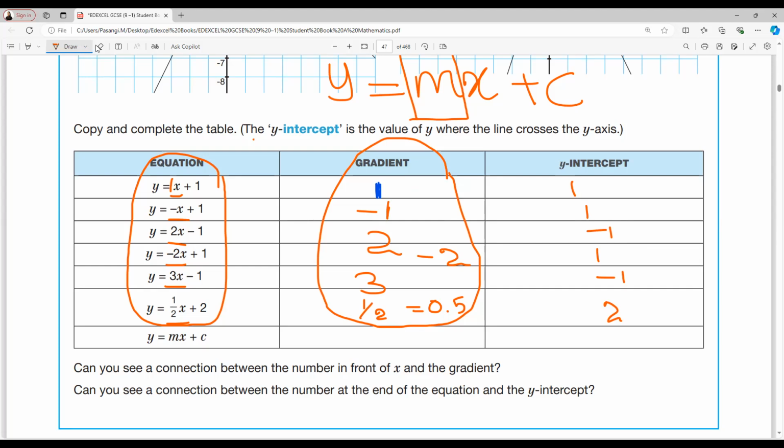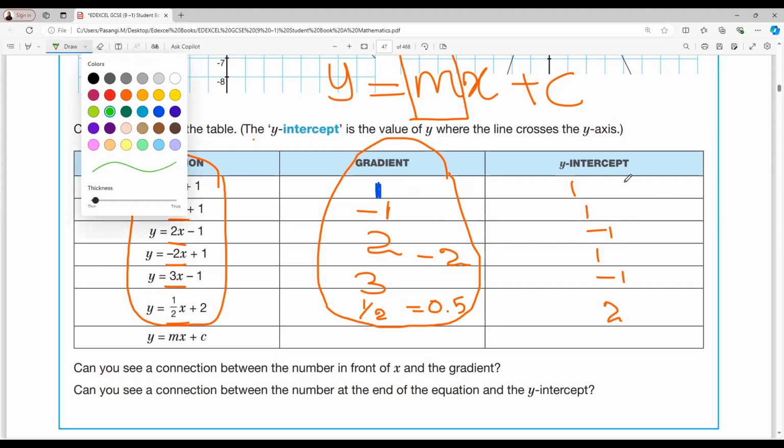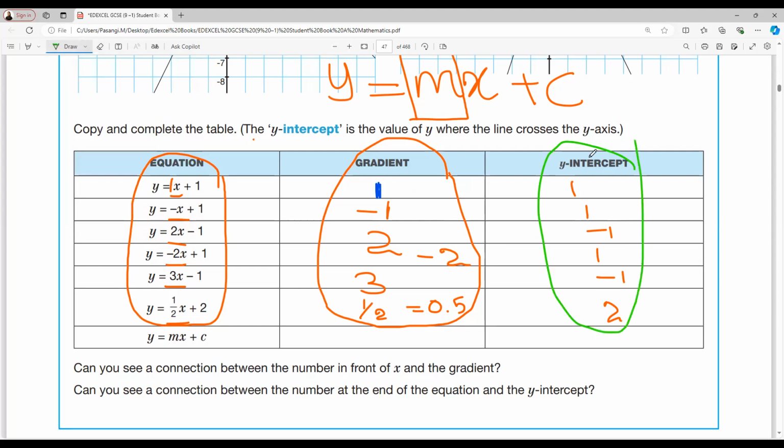So now see, here you have the y-intercept, no? Yes, miss. See this part: 1, 1, 1, 1. Here minus 1, minus 1. Again plus 1, plus 1, minus 1, minus 1, 2 and 2. That means, if the equation is in this format, y equals mx plus c, m is the gradient value, c is the y-intercept value.